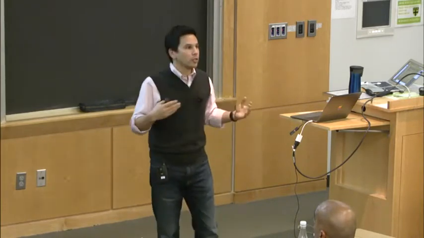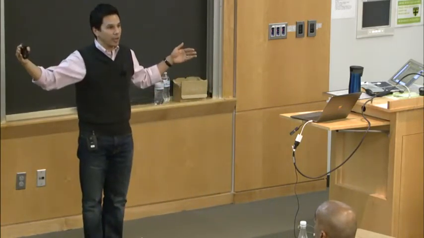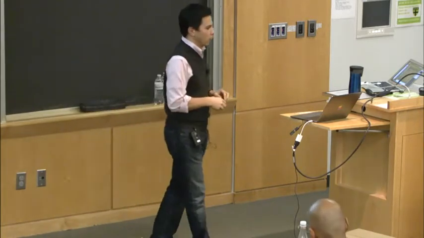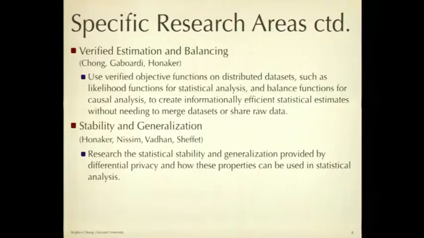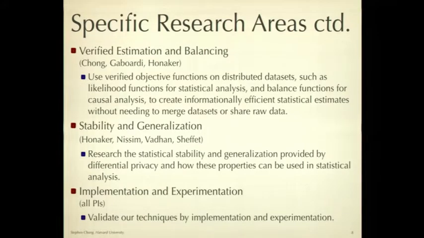Being able to both reason about balance in a distributed setting and also to verify that we're doing this correctly, we see as a way of helping to unlock the value in data. Stability and generalization, John has talked about this afternoon and is collaborating with others in this project who are pursuing similar goals. And then, of course, we're all interested in the intersection of all these things, where we get to take these techniques that we're developing and validate them through implementation of prototype tools and experimentation to make sure these techniques are as useful and usable as we can make them.